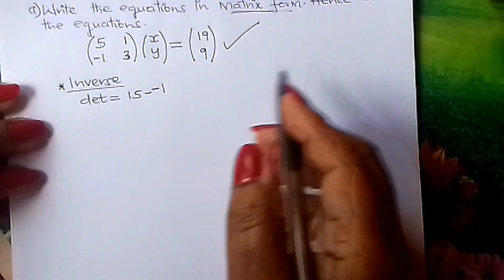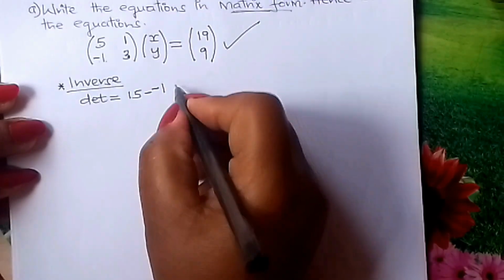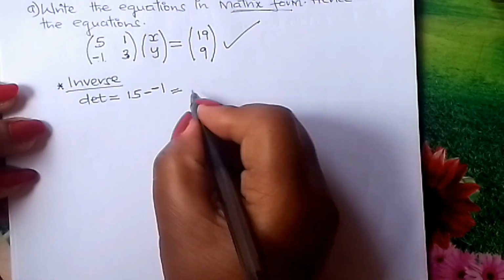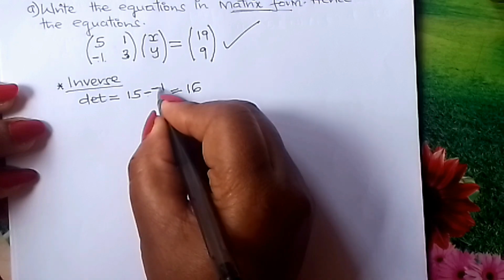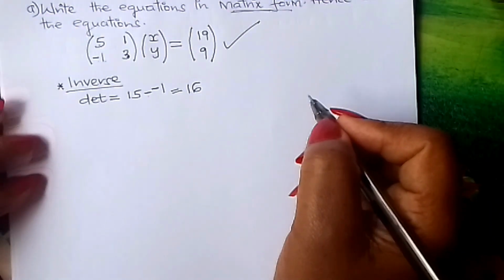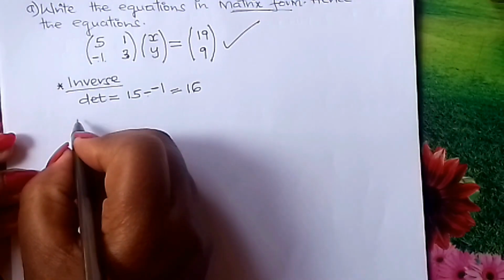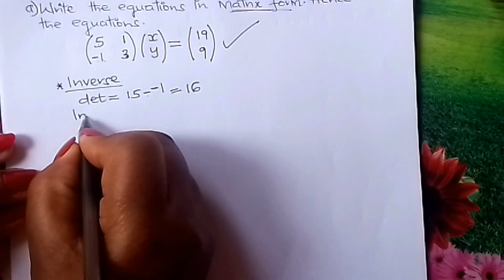Look at that, learner. 15 minus negative 1. This gives us what? 16. Minus followed by minus is plus. So it gives us 16. Therefore, learners, what is the inverse?